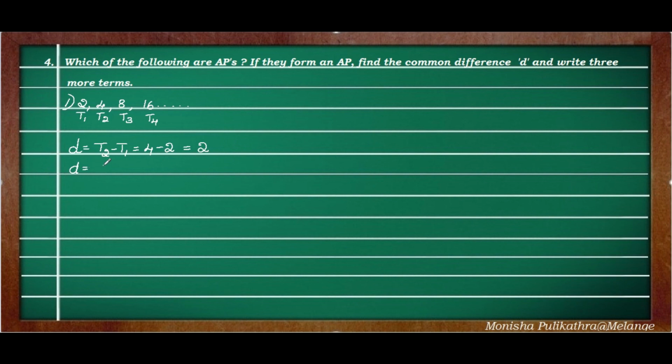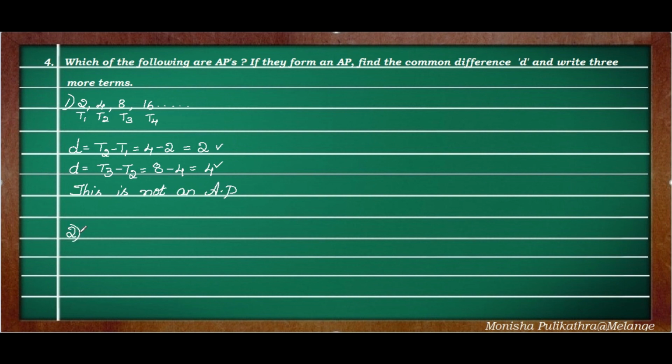Next, D is equal to T3 minus T2. Here T3 is 8 and T2 is 4. So 8 minus 4 is 4. Here itself we can stop the problem. Why? Because the common difference is varying. If the common difference varies, the sequence will not be in AP form. So we can write that this is not an AP. If it is not in AP form, there is no need to write the next three terms.